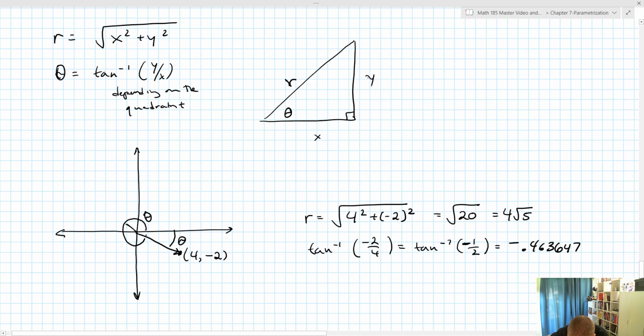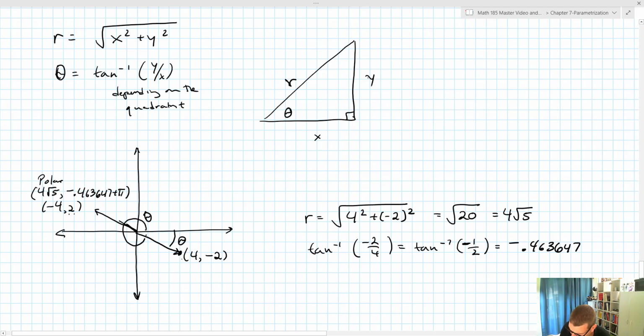Now, if it was over here, say for example, instead what I had was negative 4, positive 2, then I would have had to go in and add pi. So this one, for negative 4, positive 2, is going to be in polar 4 root 5. It's got the same distance, but its angle now is going to be negative 0.463647 plus pi, because I've got to calculate the additional pi. That's because inside of my calculator, when I use tan inverse, it calculates from negative pi over 2 to pi over 2.